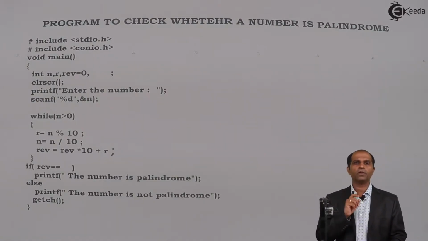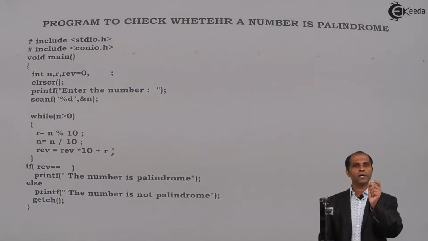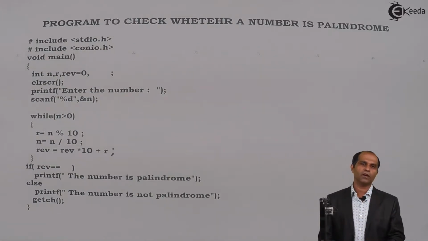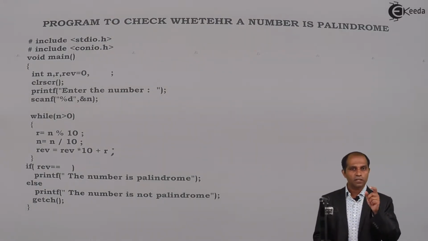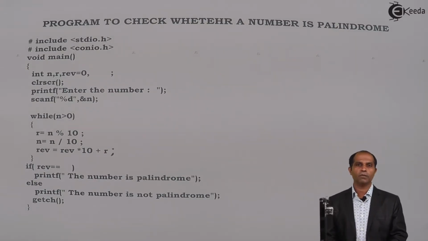Let's write an important program from the examination point of view to check whether a given number is a palindrome. What exactly do I mean by a palindrome number? A number, when it is reversed, if it spells the same, is called a palindrome number. For example, 121. When I reverse this number, the result is still 121 itself. Hence, we call 121 a palindrome number.